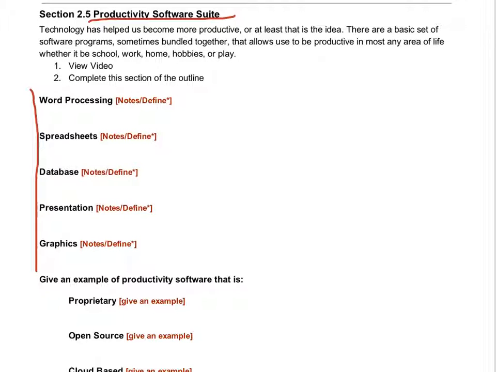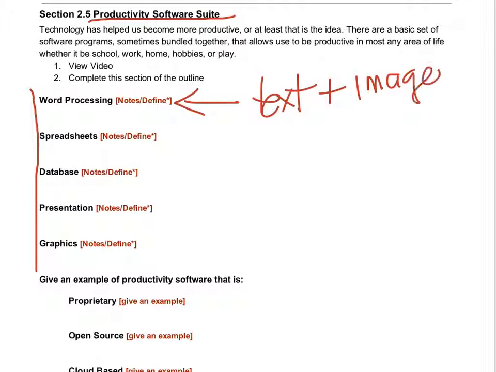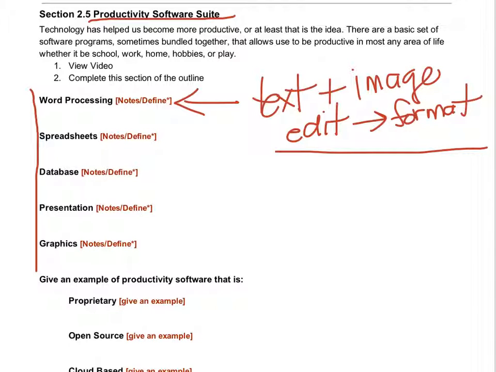Okay, so word processing allows us to take text and maybe add an image. We can edit, make it say what we want to say, and then we can format to make it readable or not readable, and we create a document to do that. Once we word process the document, you could print it, PDF it and send it to somebody, maybe post it to the web, and so forth.